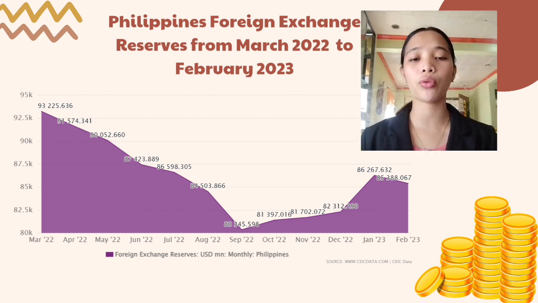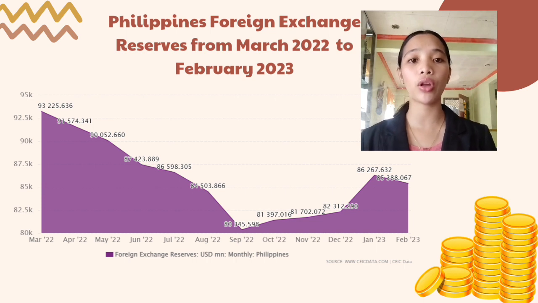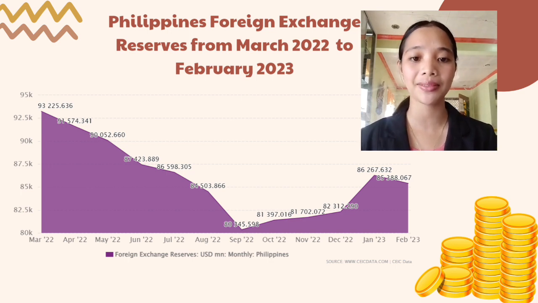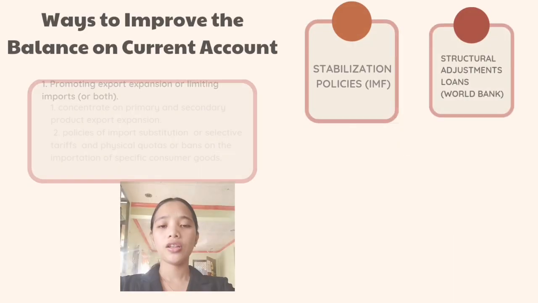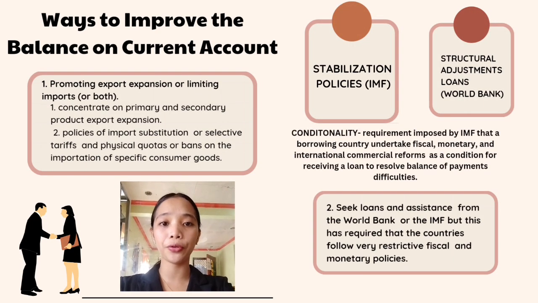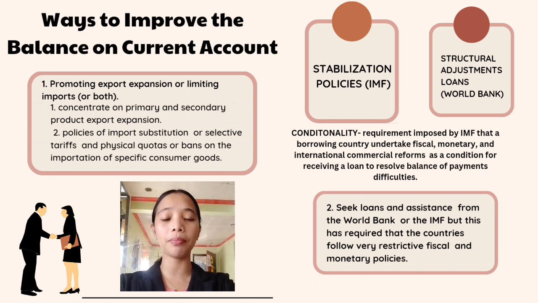So this is the Philippine foreign exchange reserves from March 2022 to February 2023. Philippines foreign exchange reserves was measured at 85.4 billion US dollars in February 2023 compared with 86.3 billion US dollars in the previous month. The top countries with the largest foreign reserves are China, Japan, Switzerland, Russia, and India. China had by far the largest international reserves in 2022 with 3.46 trillion US dollars.